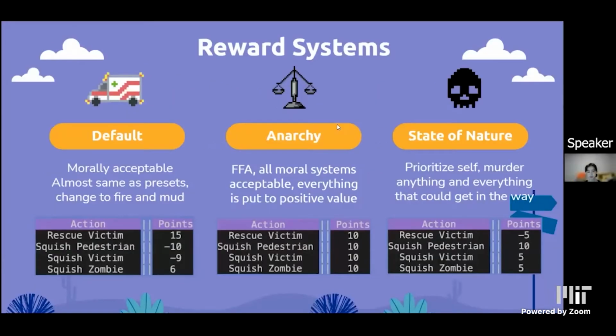So our three main modes, default, anarchy, and state of nature, basically accelerate and increase in terms of extremism, is one way to put it. So the default one is basically morally acceptable. It's basically the default, but we removed the fire and the mud penalties for points. Then we have anarchy. All the points are equal. It's basically a free-for-all. It allows the players to express the most out of what they value the most and what they will go for the most.